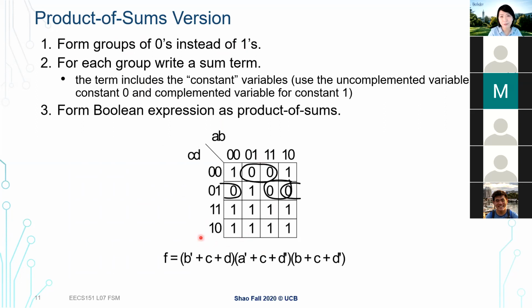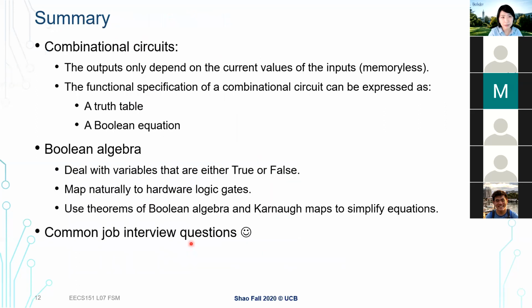But for both, we can apply Karnaugh map to simplify the logic. So a quick recap, we talked about the combinational circuit. Again, the outputs are only dependent on the current value of the input. So there is no state here. There's no memory in combinational logic, which is different from the sequential logic we're going to talk about in a minute, where we actually do want to have states to store or to remember where we are.